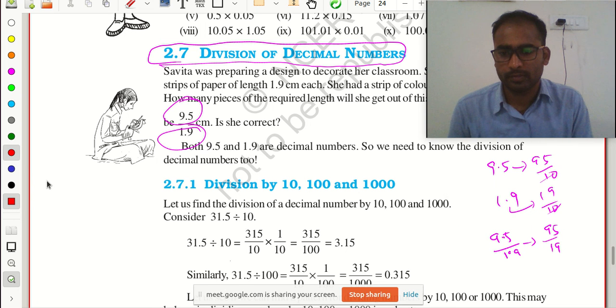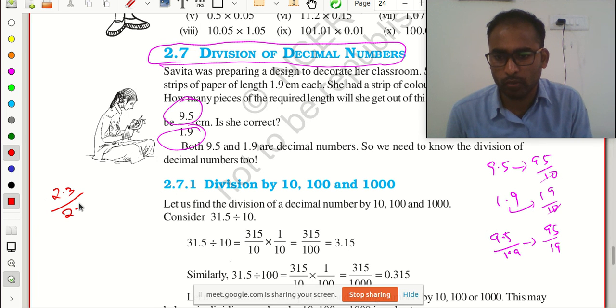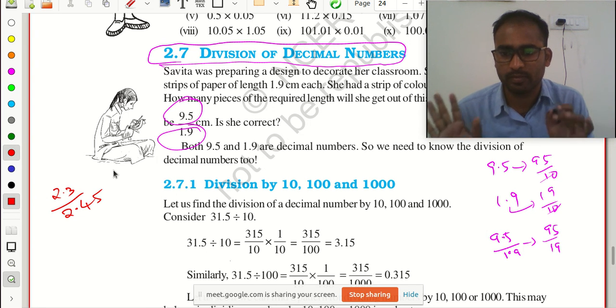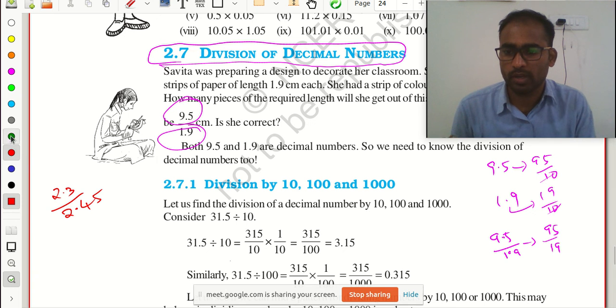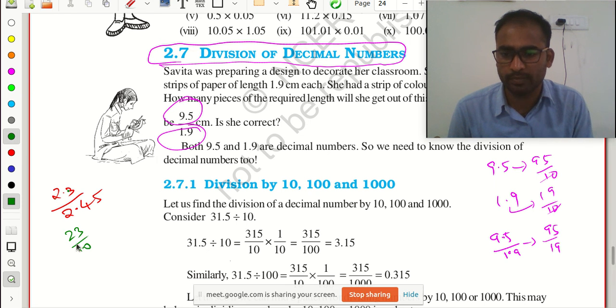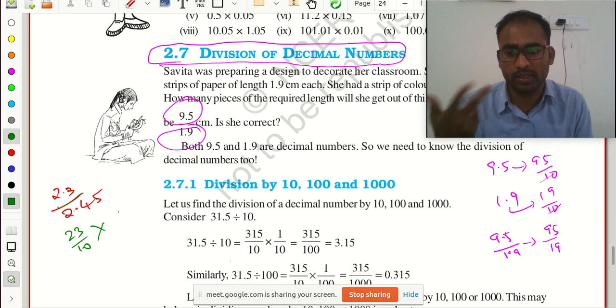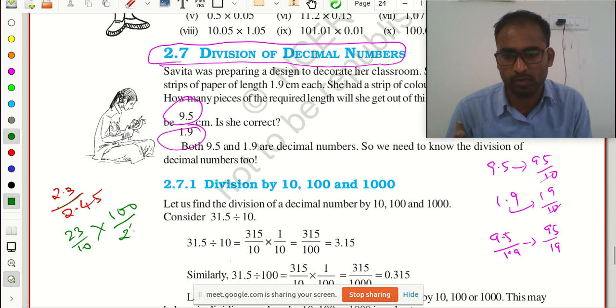Suppose I am having a number 2.3 division with 2.45. How can I write this? 2.3 can be written as 23 by 10. This division is a multiplication, and this 2.45 can be written as 245 by 100. And I need to write the reciprocal here, 100 by 245.